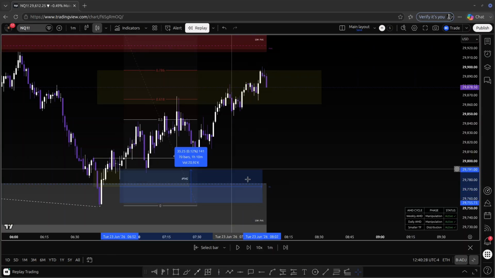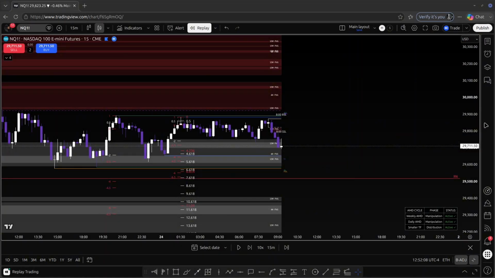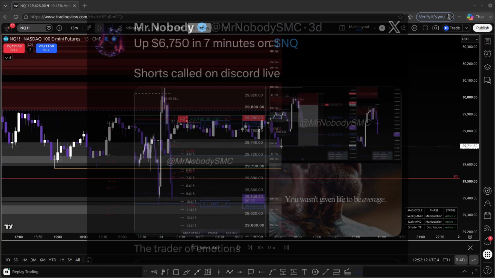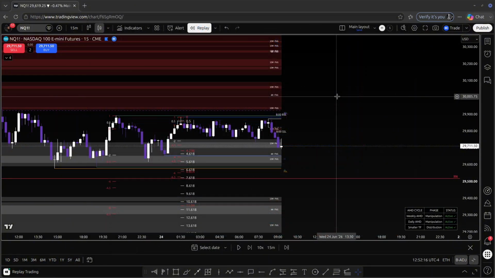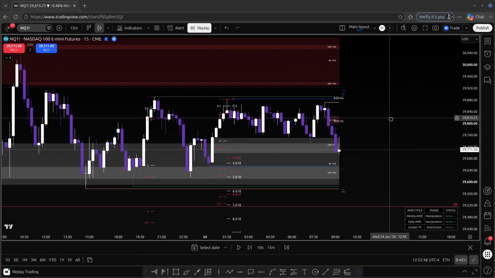Would you have rather secured 1900 or waited an hour just to secure nothing and break even? So this is the trade that I took on June 24th, I believe it was. Yes, I almost said 23rd. Anyway, we'll start off on the 15-minute just for market maker model analysis.